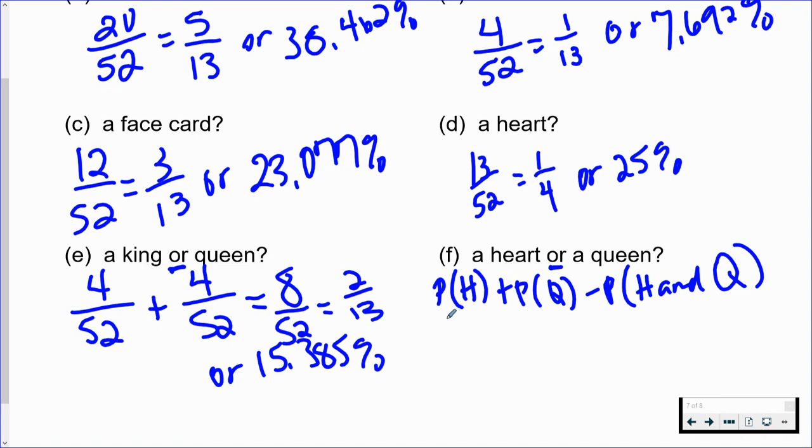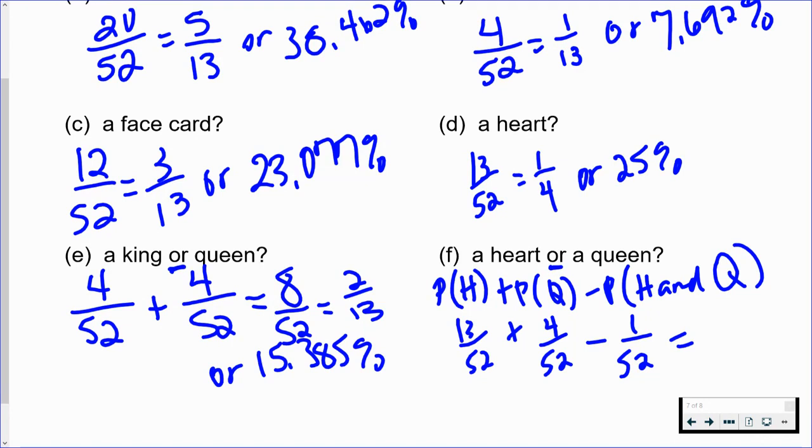Okay, so let's take a look. Hearts, there are 13. We already found that up here. 13 out of 52 hearts. Okay, queens, we already said the probability of a queen was 4 out of 52. And then we want to subtract the probability of both a heart and a queen. Okay, so there's only one card that's a heart and a queen. That's the Queen of Hearts. So we're going to subtract 1 out of 52 here.